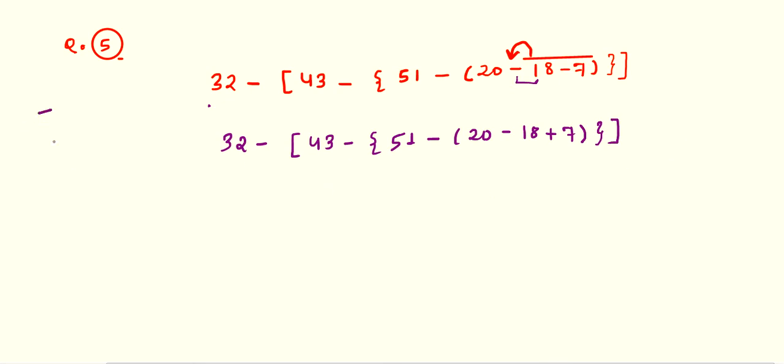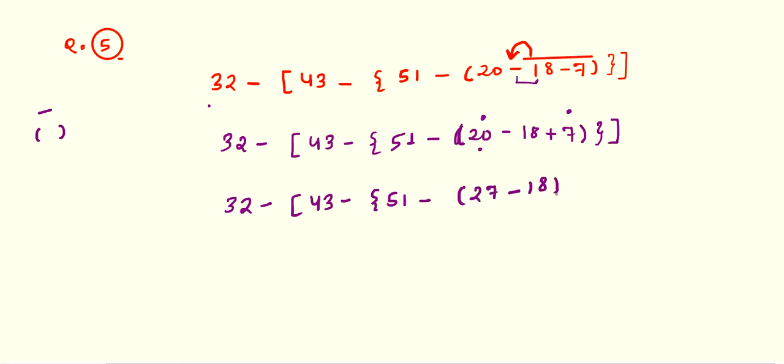After bar bracket, vinculum, next bracket is small. So 32 minus, then big bracket start, 43 minus curly bracket starts, then 51 minus. Now this 20 is a positive value inside a bracket. If you want to solve this bracket inside, you can, and if you want to remove this bracket, you can. Okay. So this 20 plus 7 is 27, then minus 18, small bracket close, curly bracket close, square bracket close.